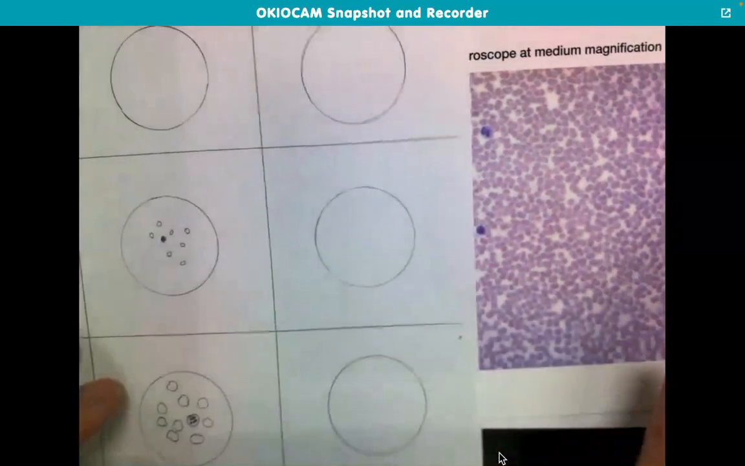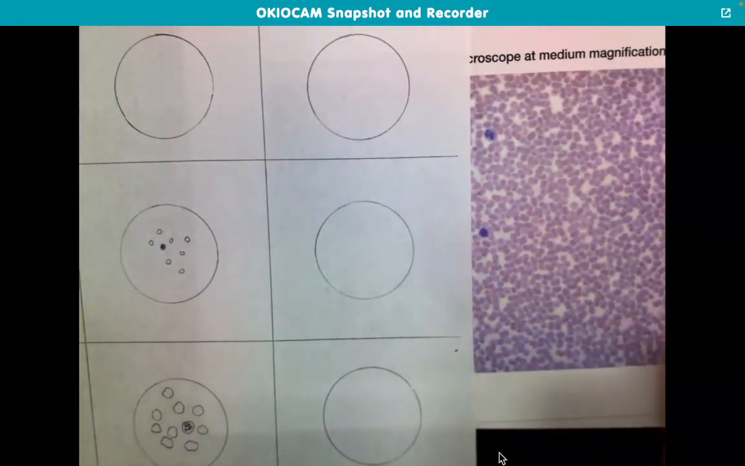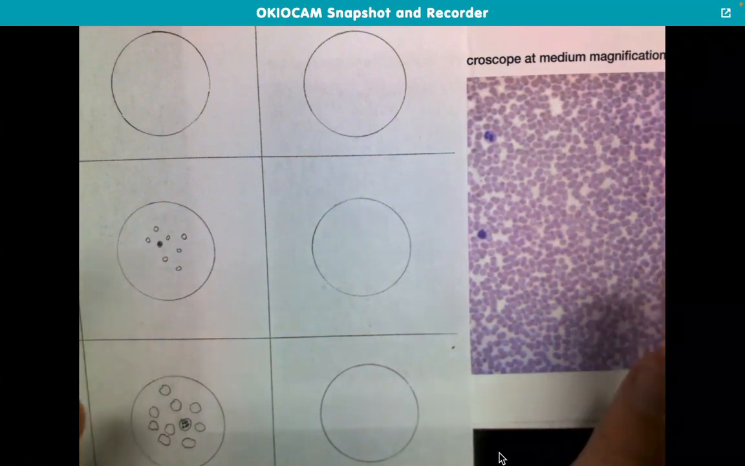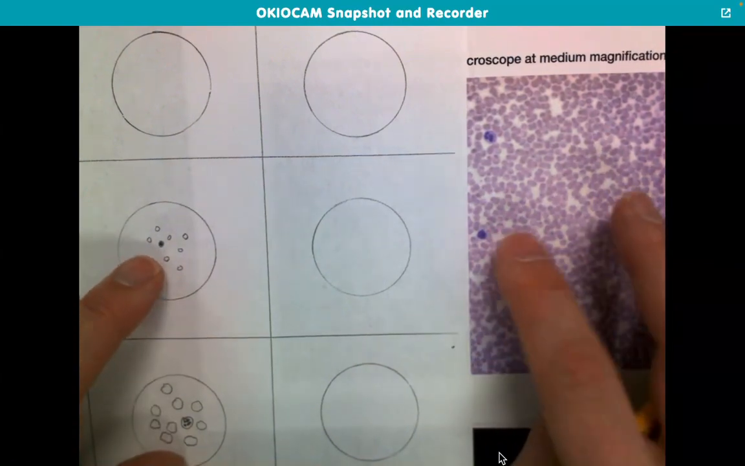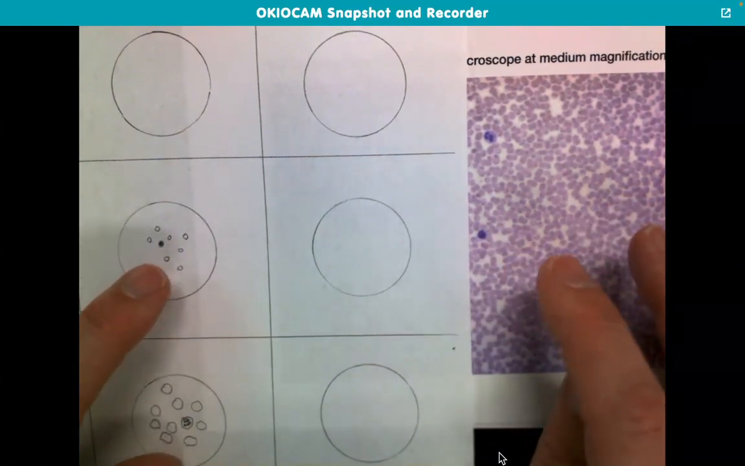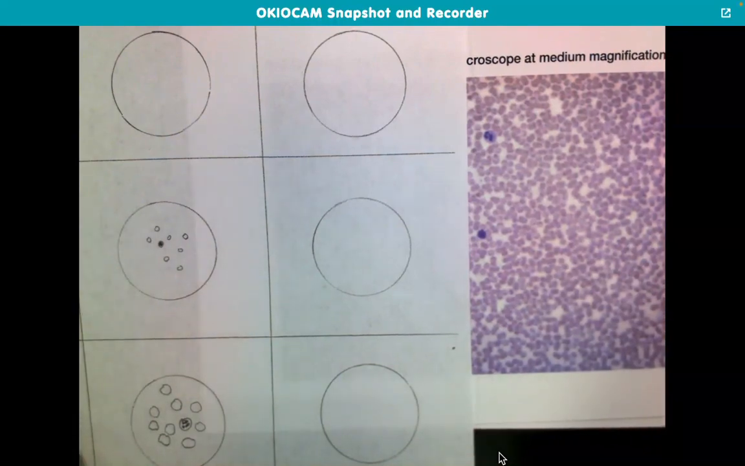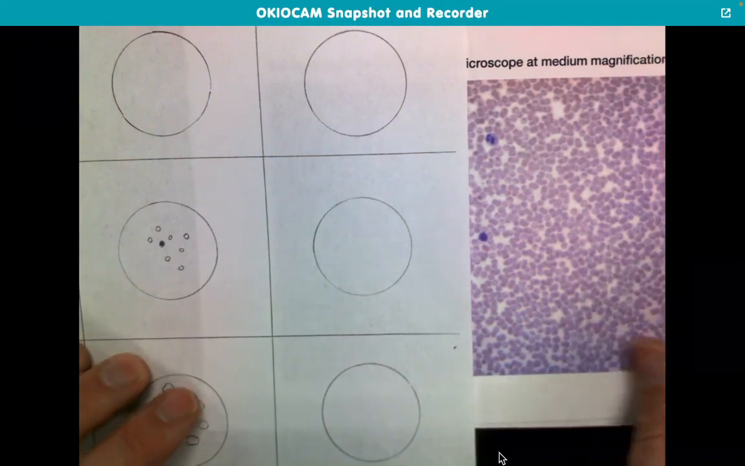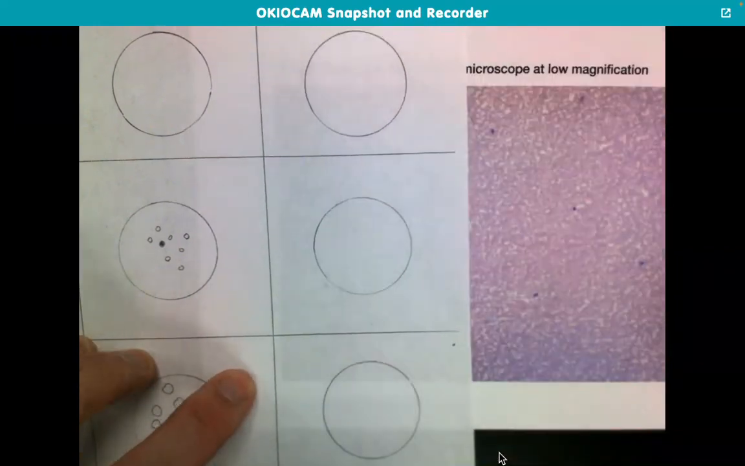So don't show something that's not here. We see light purple ones, we see dark purple. A lot less dark purple, so I make a lot less dark purple here. So that's our medium power. Again, I'm just trying to make a sketch. It's not art class. I'm just trying to show what I see.